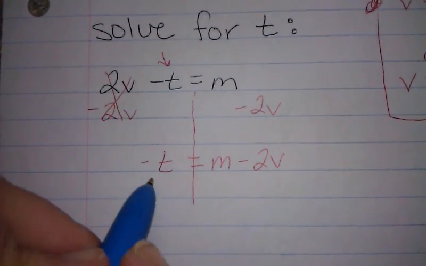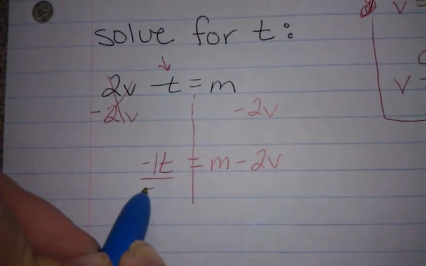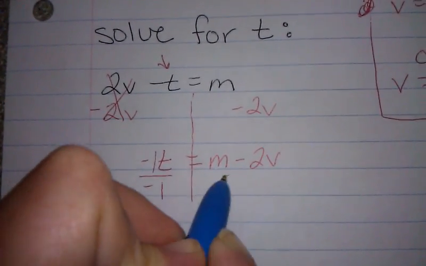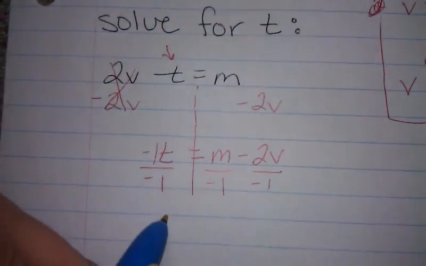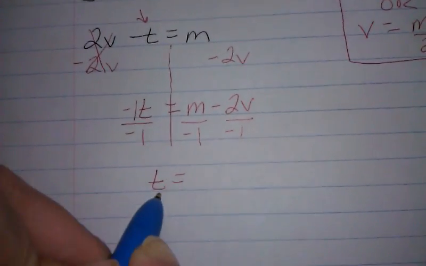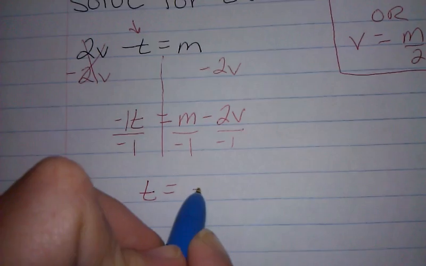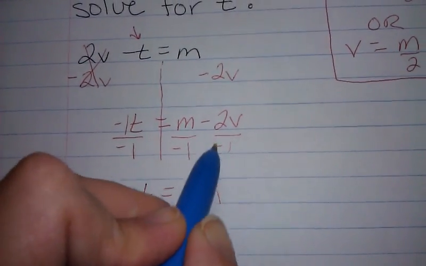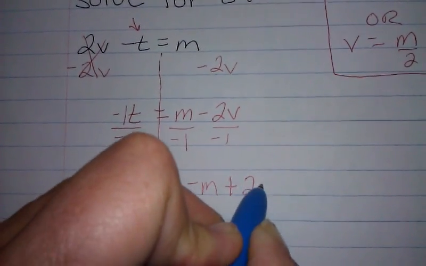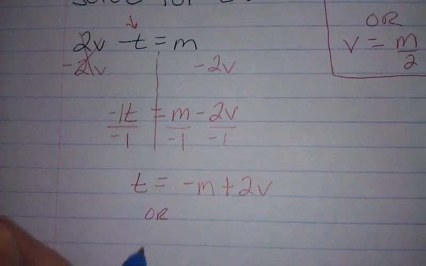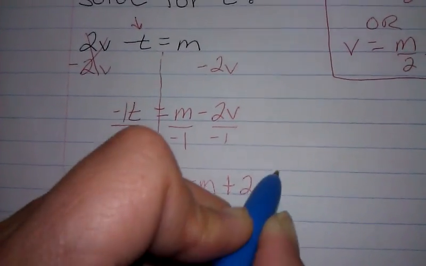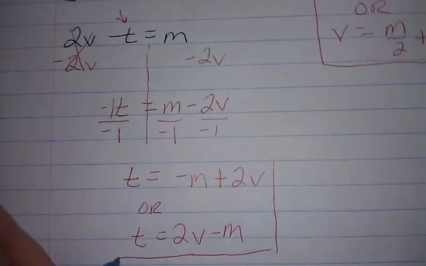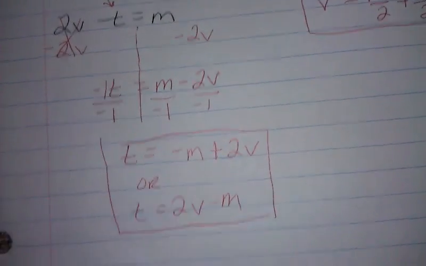Well, this is negative t, like a -1. I can't have my t negative, so I divide each side by -1. Negative divided by negative is a positive. Positive t equals, this will be a negative m, negative divided by negative is positive, plus 2v. Or you can write it t equals 2v minus m. Both of these are correct.